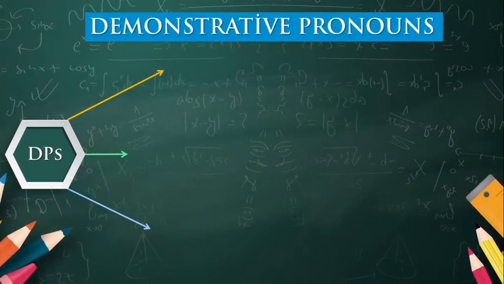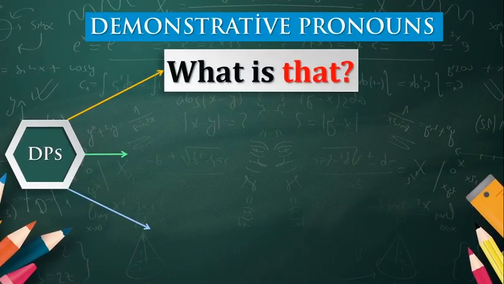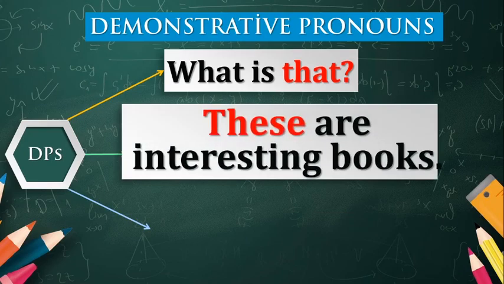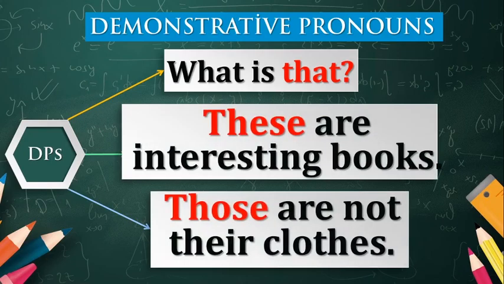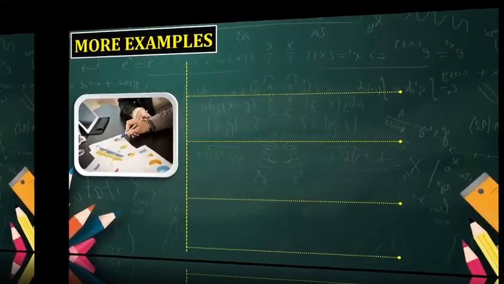Let's see some examples. What is that? Here, that is an example of a demonstrative pronoun, not a demonstrative determiner or an adjective. Let's see further examples. These are interesting books. Those are not their clothes. More examples are displayed on the screen.